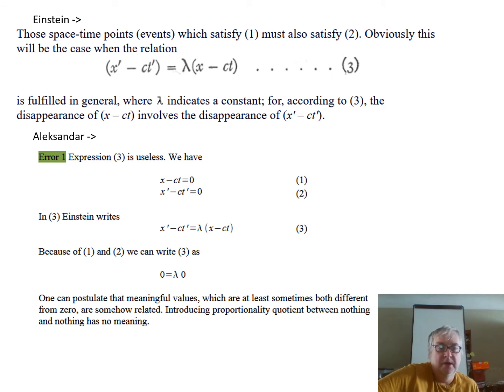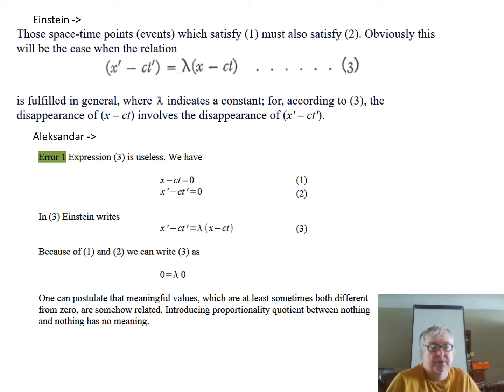Einstein then continues, those space-time points which are events which satisfy equation 1 must also satisfy equation 2. Obviously this will be the case when we have the following relation given by this equation 3 being fulfilled in general, where lambda, which is a Greek letter, indicates a constant. For, according to equation 3, the disappearance of x minus ct involves the disappearance of x prime minus ct prime. Now, Alexander calls this error 1.